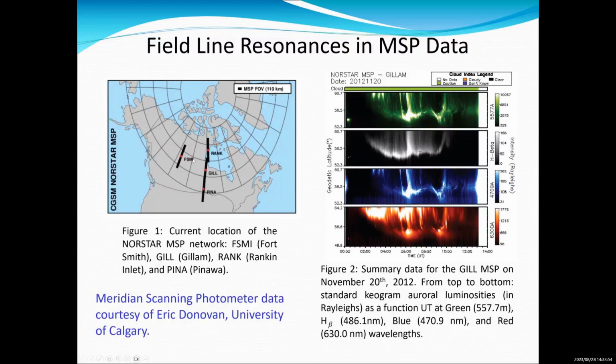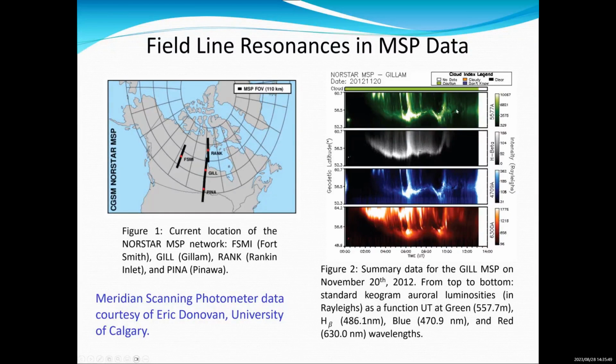The optical signature of field line resonance can also be determined from meridian scanning photometers. These meridian scanning photometers look at particle precipitation by scanning back and forth in time across a range of latitude. From these scans, you can construct this type of plot, which is the intensity of the emissions that the meridian scanning photometer is tuned to. By sampling the precipitation and ordering it by wavelength, you can construct these pictures.